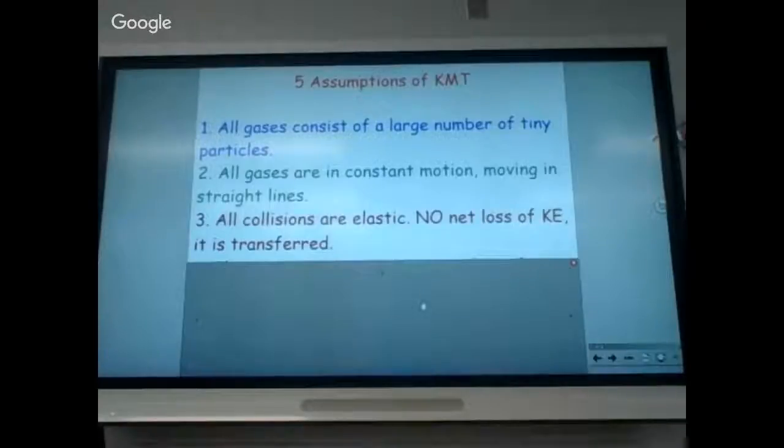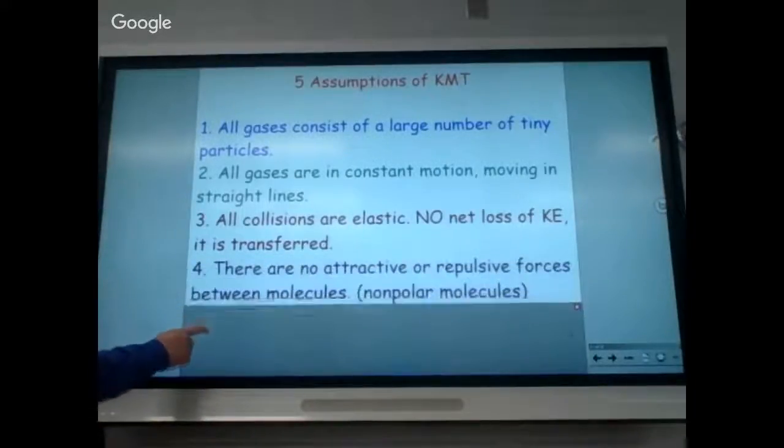So, all collisions are elastic. Now, elastic is a new vocabulary word for us. Elastic means that there's no net loss of kinetic energy. Okay? Now, truthfully, when particles hit each other, does all of the energy get transferred from one molecule to another? No. Some can be lost as heat. Some molecules are going to keep some of the energy and transfer some of the rest of it. But according to an elastic collision, all of the energy is going to be transferred. So we're going to make that assumption.